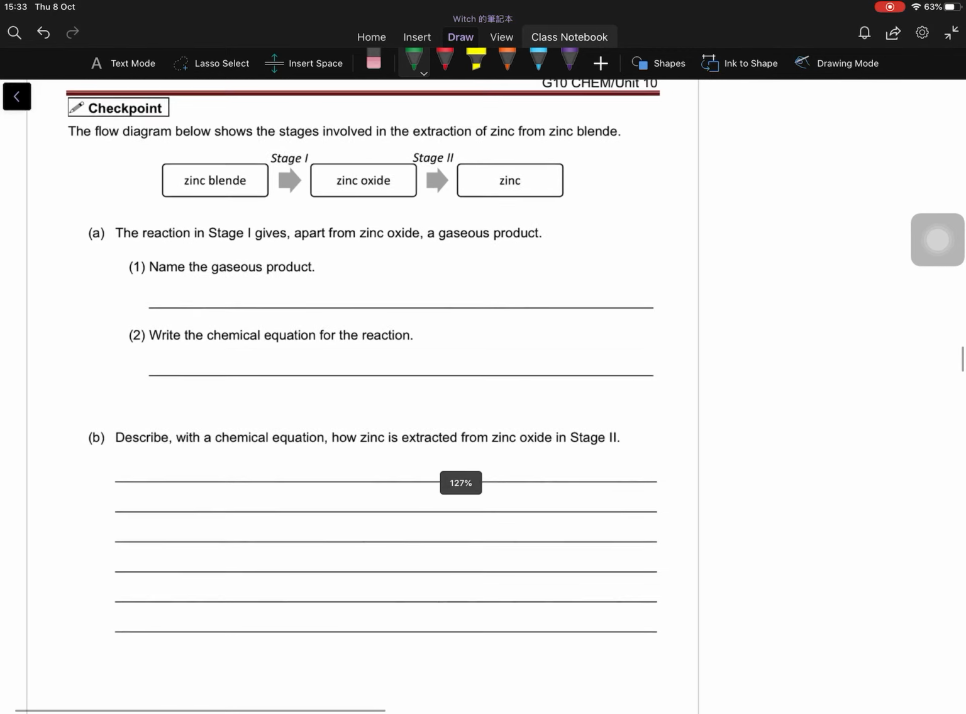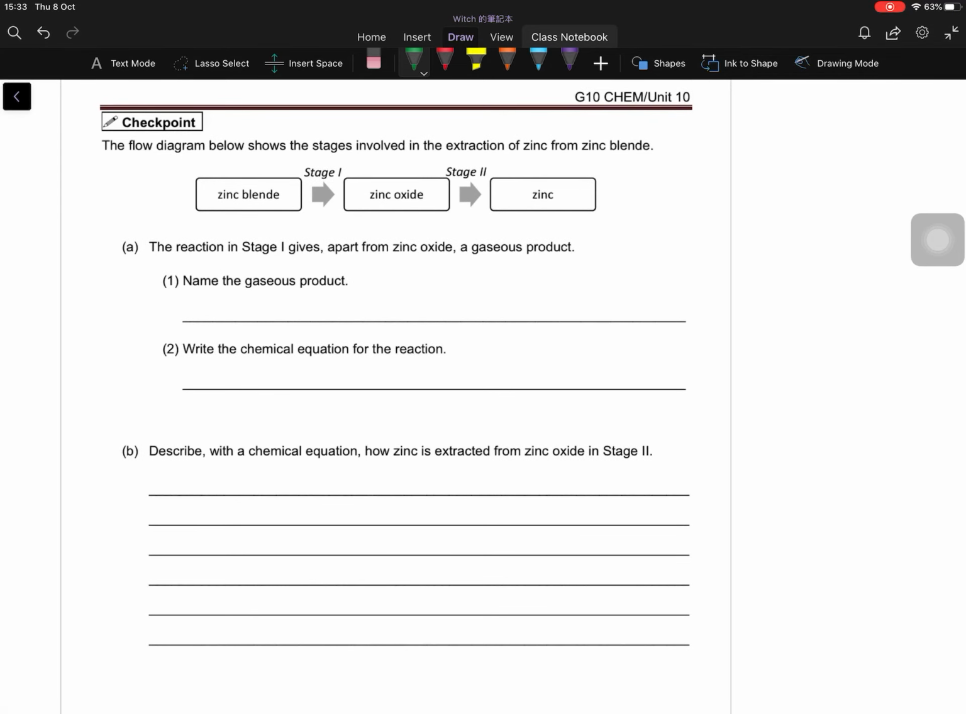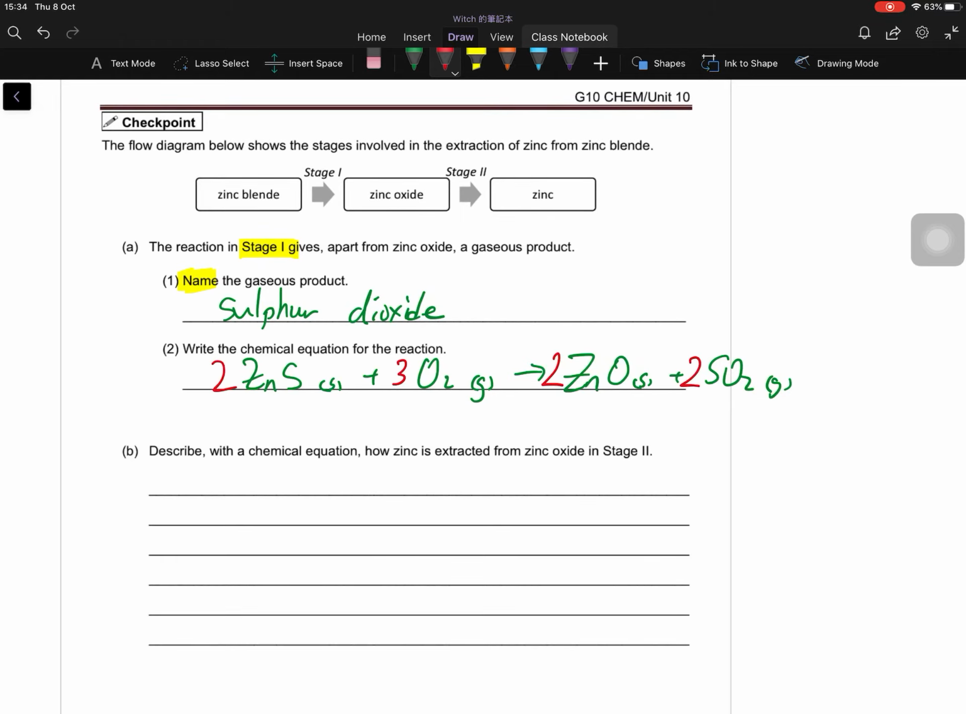Well, next one, let's complete the checkpoint. Again, you can pause the video and complete your job first. First, you are going to name the gaseous product in stage 1. So this is sulfur dioxide, and the chemical equation evolves. I don't want to waste your time, so let's write the answer directly. Like this, right?